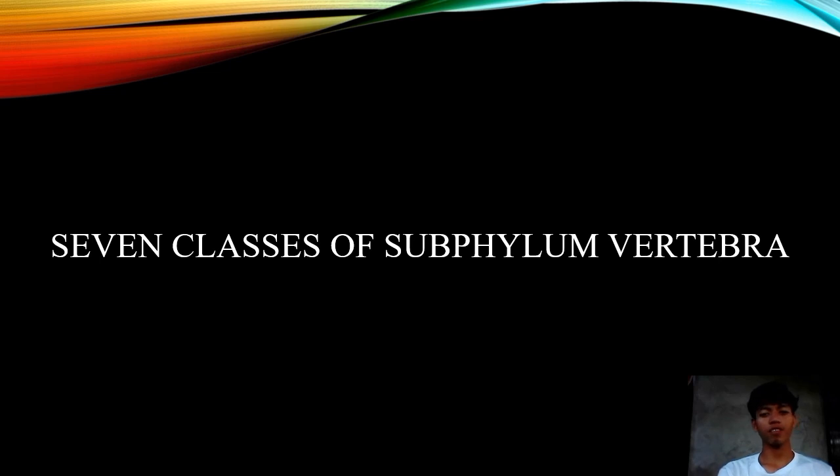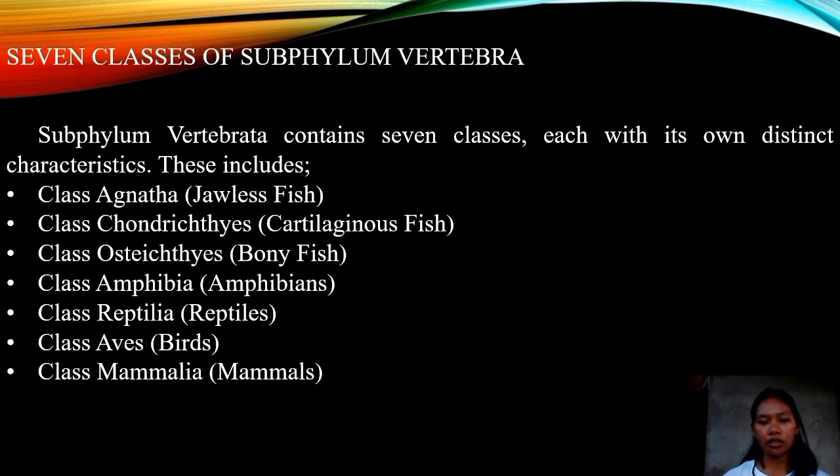The 7 classes of subphylum Vertebrata will be discussed by Ms. Cheryl Swasey. So the 7 classes of subphylum Vertebrata each have their own distinct characteristics. This includes class Agnatha, which is jellyfish, class Chondrichthyes. Next is the class Osteichthyes and class Amphibia, class Reptilia, class Aves, and lastly is the class Mammalia.